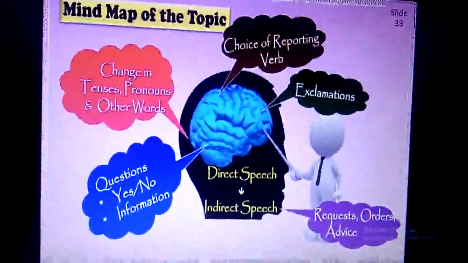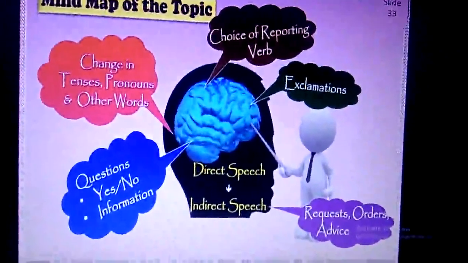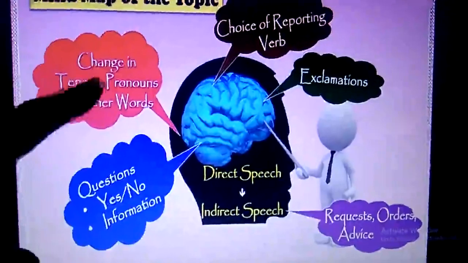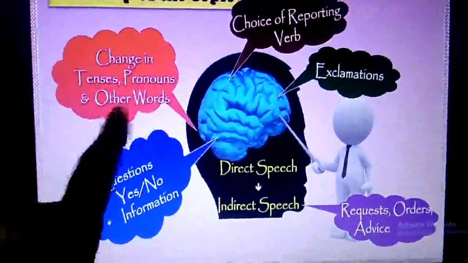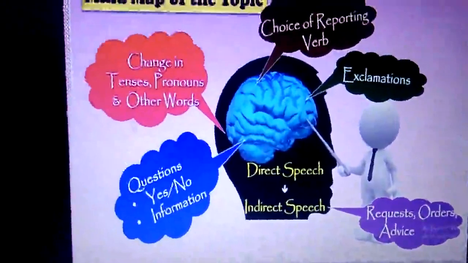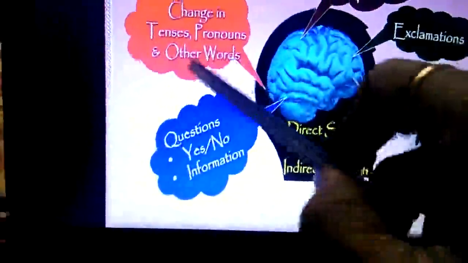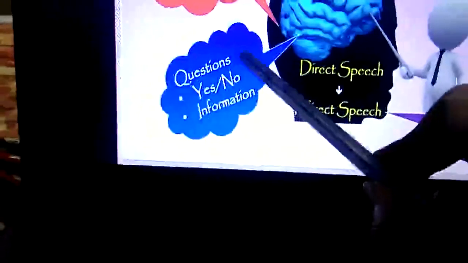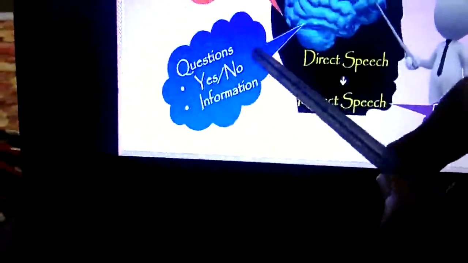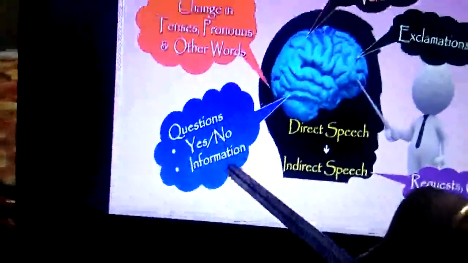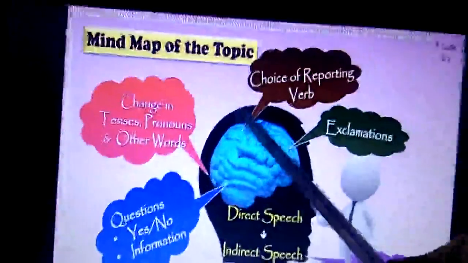Now, to recap the whole thing that we have learned, when we convert a sentence from direct speech to indirect speech, we have to concentrate on the changes that we bring in tenses, pronouns, or other words. If it is a statement, we concentrate on the changes in tenses, pronouns, and other words. And of course, questions also. When it is an interrogative sentence, we should be very particular whether the question is a yes or no question or an information question. Accordingly, we have to make the changes.